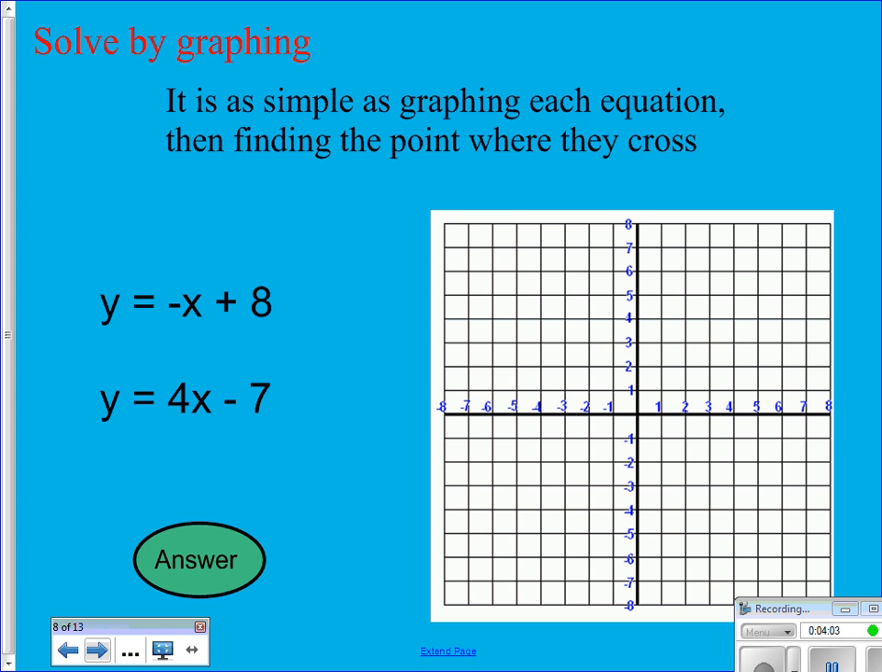Okay, you have a little box at the top of the next page. That's where I want you to put this sentence right here. It is as simple as graphing each equation, then finding the point where they cross. That's all it is. You're just graphing the two equations, figuring out where they cross.